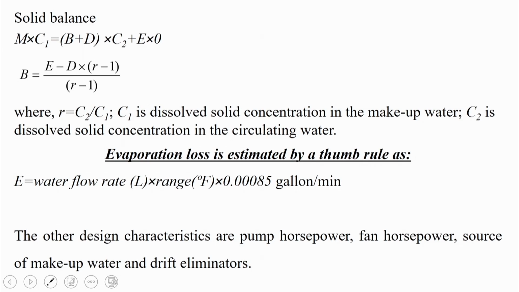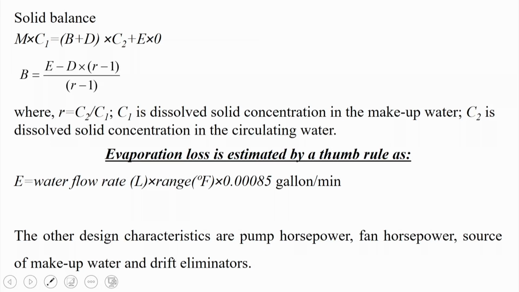And the solid balance we need to do: M into C1 is equal to B plus D into C2 plus E into 0, because whatever is evaporated does not contain any solid. So, B, the blow down, is equal to E minus D into R minus 1 by R minus 1, where small r is equal to C2 by C1, where C1 is the dissolved solid concentration in the makeup water and C2 is the dissolved solid concentration in the circulating water.